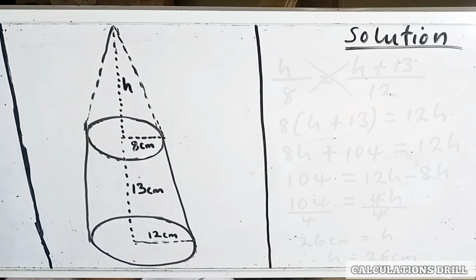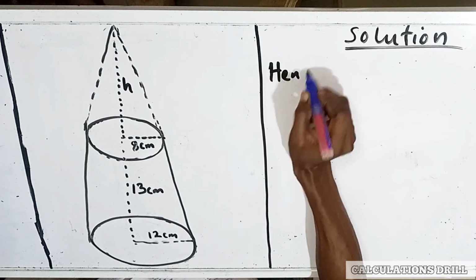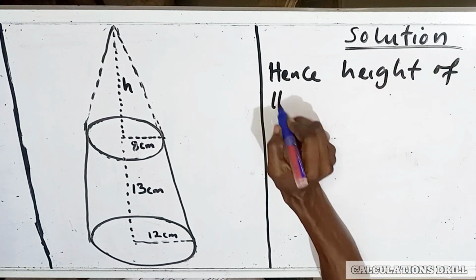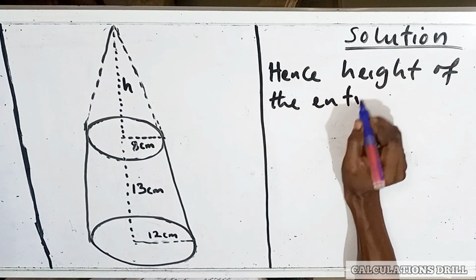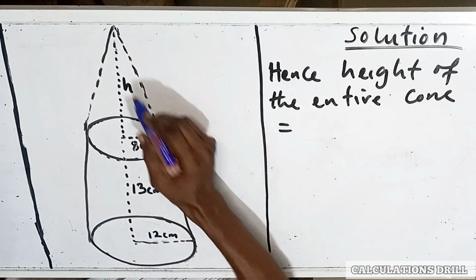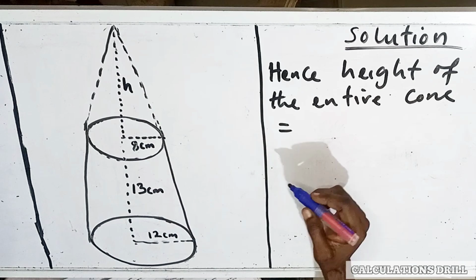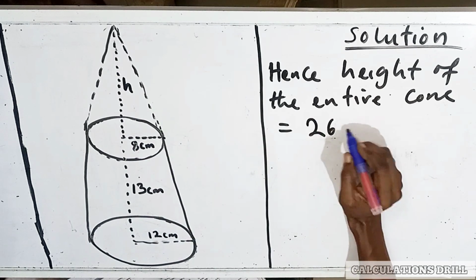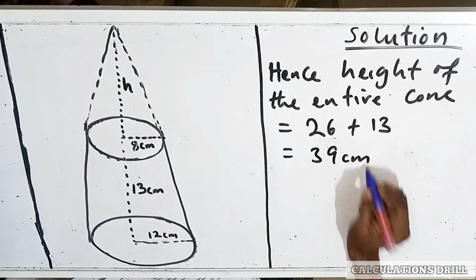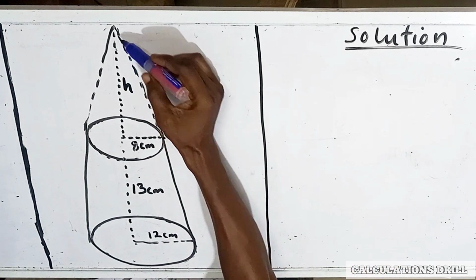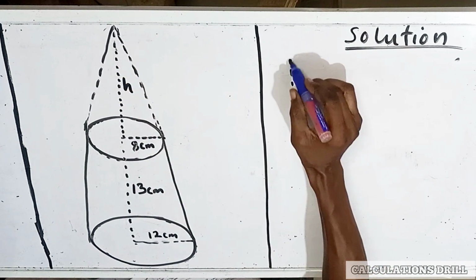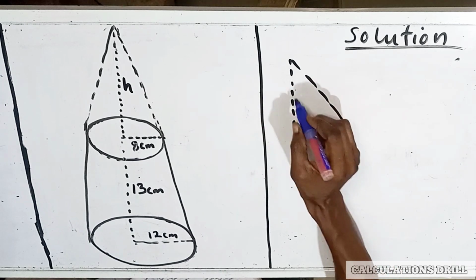Then to get the total h of the big cone, we just add the 26 we got plus 13. So that is what I wrote there. When we added 26 plus 13, that gave us 39 centimeter. So we're going to solve for the slant height of the smaller cone. That is the thing you need to do.